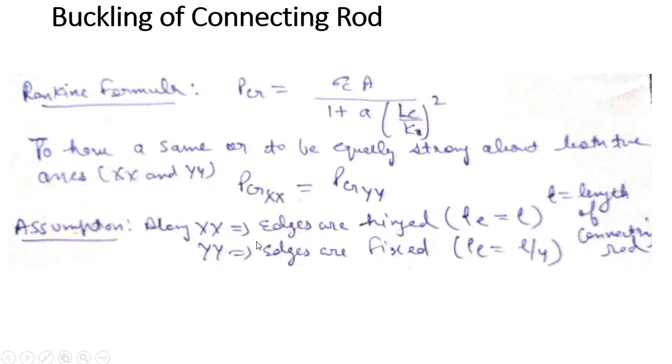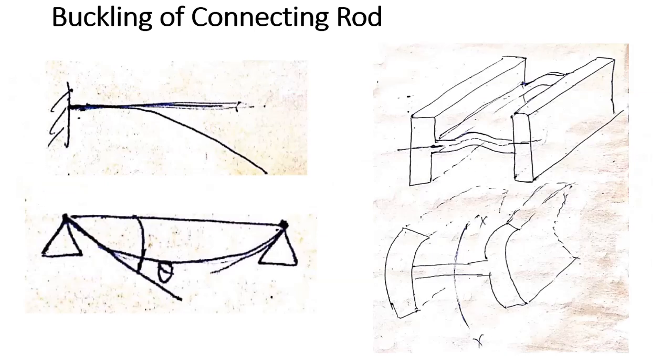Now, the first assumption which I have taken is that along the x-axis the edges are assumed to be hinged, because whenever I talk about buckling, the edges have to be defined. In this case, let's say the edges are hinged, which means the equivalent length will become the length only. If along the y-axis the edges are assumed to be fixed, then LE is equal to L by 4. Now, how we make these assumptions all depends upon the mode shape. I will tell you how it occurs basically.